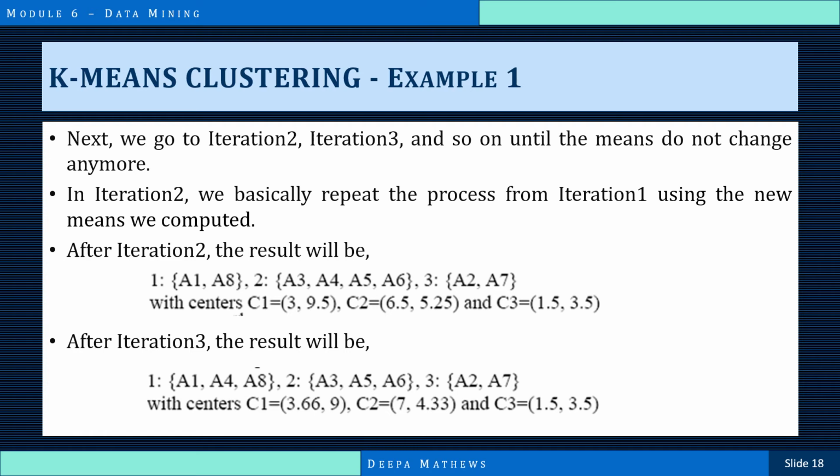Then we are repeating the process. After iteration 3, we will be getting again cluster 1 as A1, A4 and A8. Cluster 2 consists of A3, A5 and A6, and cluster 3 consists of A2 and A7. And again we are recomputing the values of C1, C2 and C3. This process will be repeated until there is no change in the mean value.